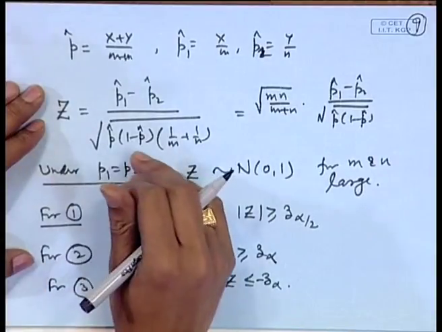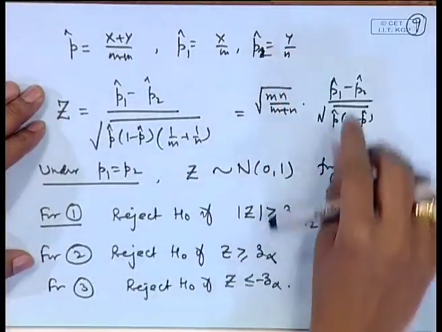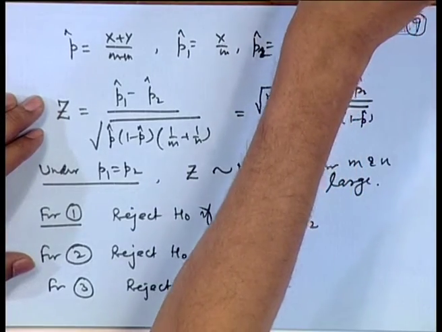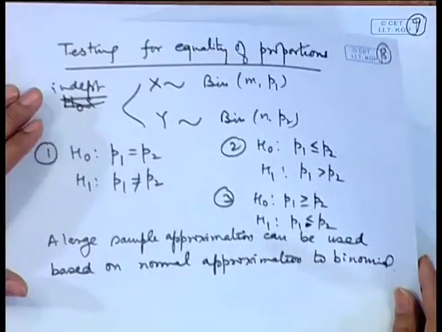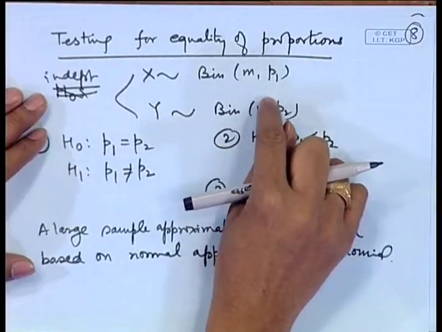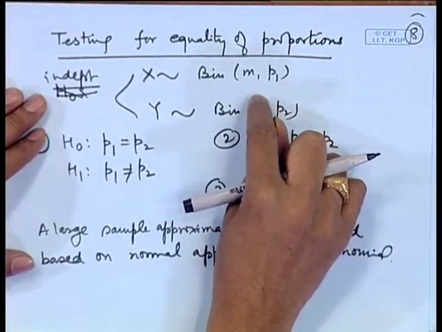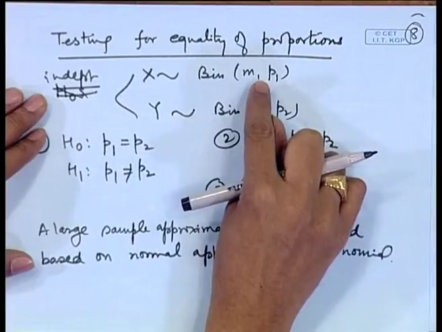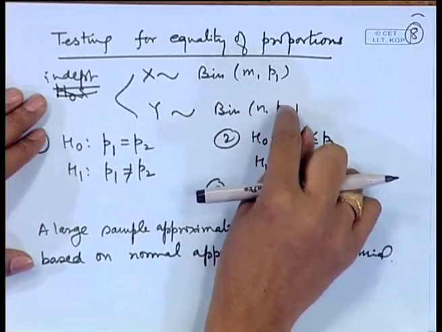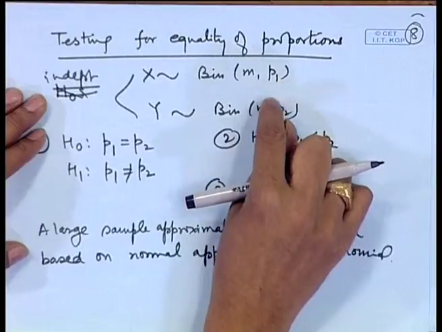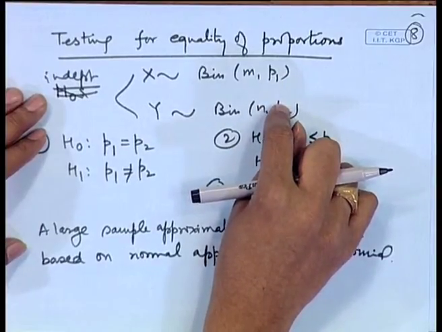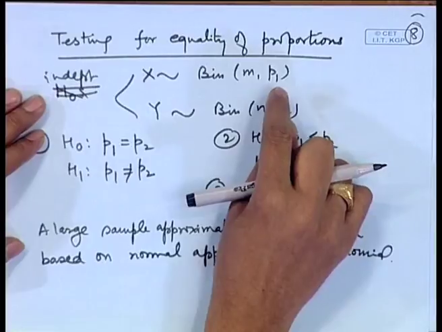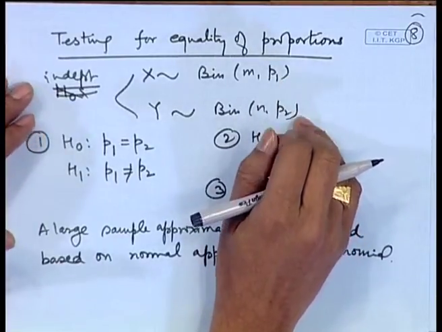So, this is an approximate test. If the assumption that m and n are large is not true, in that case we may have to go for an exact procedure, but that procedure will make use of the distribution which is calculated from the binomial. So, under p1 equal to p2, the distribution of X plus Y is again binomial, and one can make use of the distribution of X given X plus Y, which is hypergeometric, and there is a test procedure for that, but we are not going to discuss that in this particular course here.